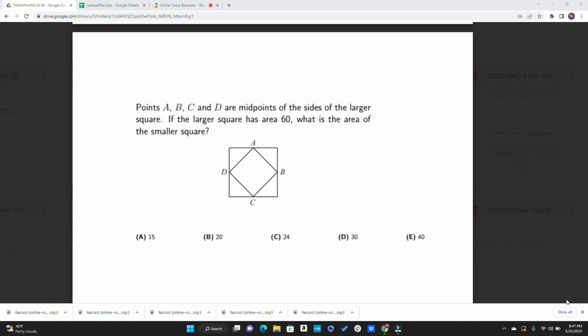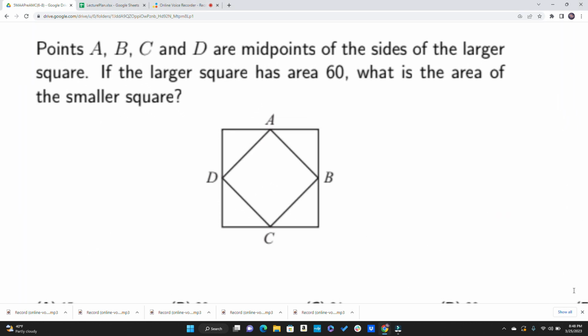Okay, we've got midpoints of a square. Larger square has area 60. I want to know the area of the smaller square. Let's look at this visually. I'm going to draw some partitions on the square. Okay. Let's look at this top square that I drew. This right here. That looks like a square that's been split in half. The same is true for all the other squares. Each square is being split in half, with half of it being just the outer square, the big square, and the other half has the inner square.